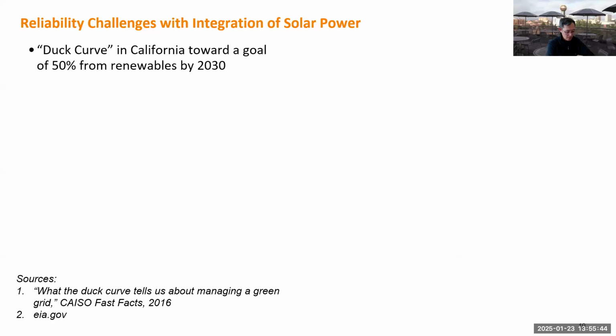Okay, so the second slide, we talk about solar power. So the integration of solar power at large scale also brings some reliability concerns. One major concern is called the duck curve or duck chart in California, because California has a goal to reach 50% clean energy or renewables by 2030.